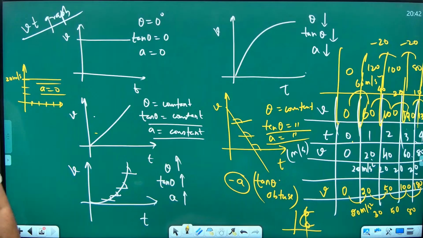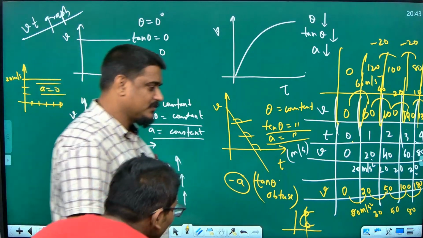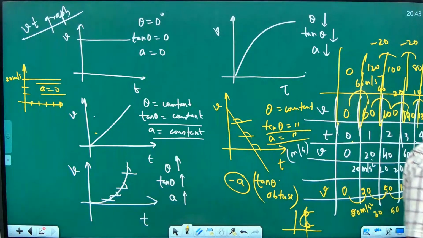Sir, then in the first case, velocity is constant, right? Obviously constant. A is 0, no? Negative acceleration, retardation, deceleration, everything is same.